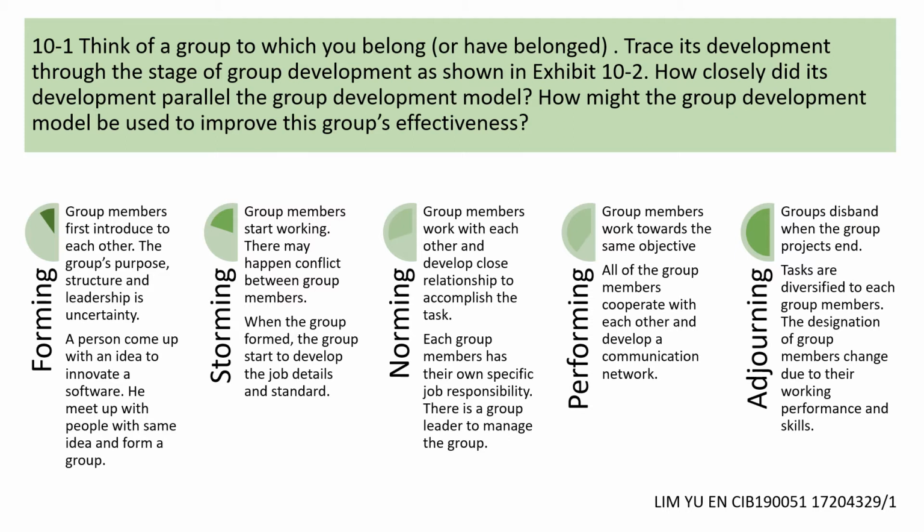In the forming stage, a person comes up with an idea to innovate a software. He meets up with people with the same idea and forms a group. Next, in the storming stage, when the group forms, the group starts to develop the job details and standards. In the norming stage, each group member has their own specific job responsibility. There is a group leader to manage the group.